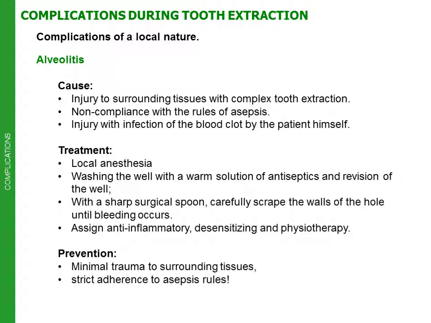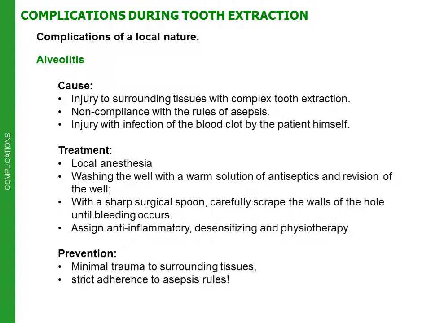Alveolitis, inflammation of the socket of the tooth after its removal. The development of alveolitis depends on many factors that ultimately either prevent the formation of a blood clot in the socket after removal or accelerate its disintegration, decay. Causes: injury to surrounding tissues with complex tooth extraction, non-compliance with the rules of asepsis, injury with infection of the blood clot by the patient himself.